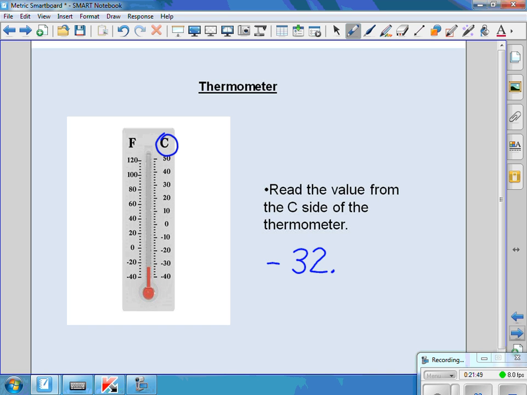And now I need to estimate a decimal. It's not right on the line. It looks like it's about halfway between, actually not even quite halfway, probably just under that line. So I might estimate that at a 3. And then we're using Celsius, so it would be degrees Celsius following your units there.